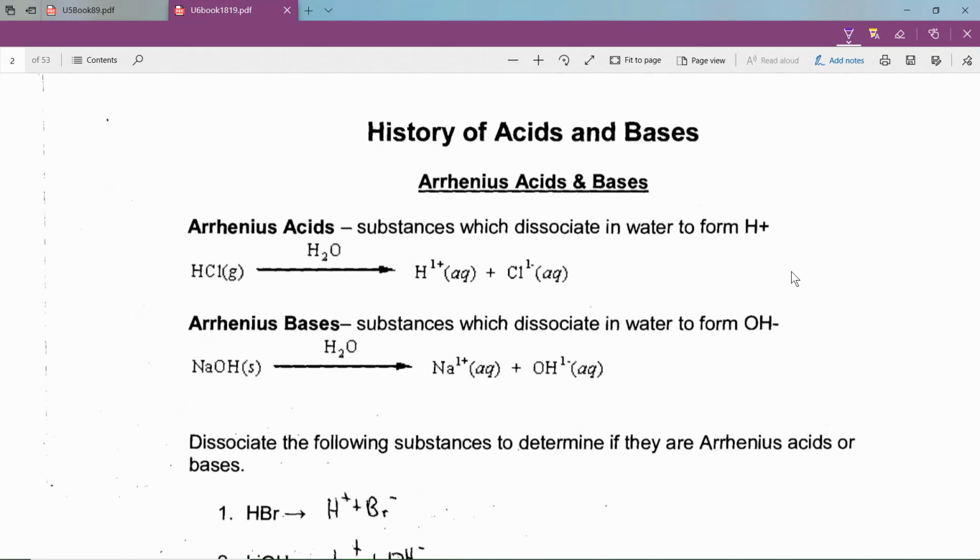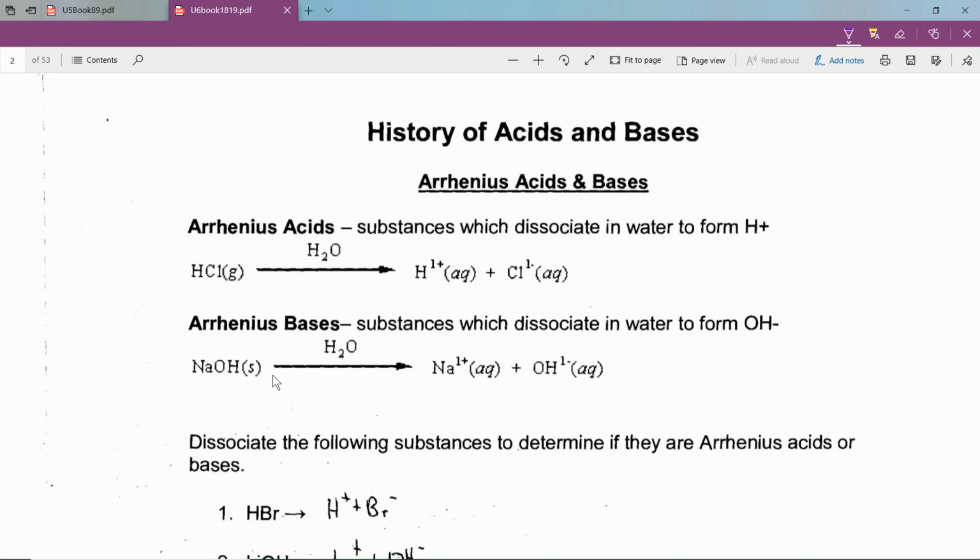So Svante Arrhenius, the Swedish guy, did some work with chemical kinetics, but also with acids and bases. By definition, an Arrhenius acid is a substance which breaks apart in water and releases an H plus ion. An example is hydrogen chloride gas. You dissolve that in water and you get H plus aqueous plus Cl minus aqueous. So HCl is an example of an Arrhenius acid.